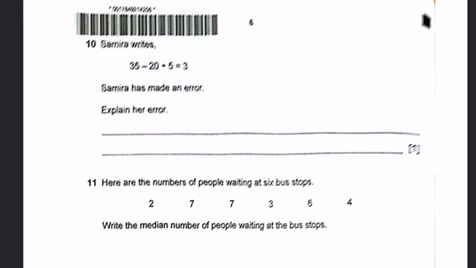Question 10. Samira writes 35 minus 20 divided by 5 is equal to 3. Samira has made an error. Explain the error. By the way, I'm not sure why this paper is a bit blurred. This is a divided by, not a plus, if you can't see it properly. So if you want me to, I'll rewrite the full equation here.